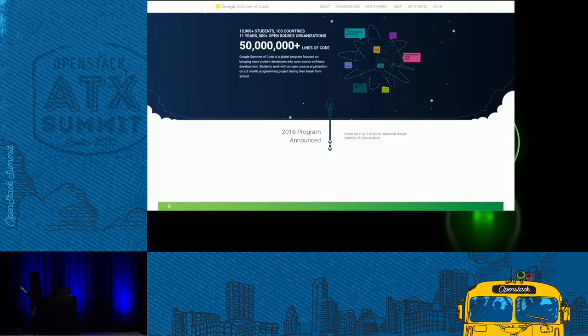Now next is the Google Summer of Code internship, and this is specifically only for students all over the world, and not targeting anything else. Google Summer of Code has been running for much longer than the Outreachy program. Outreachy basically was influenced by Google Summer of Code.